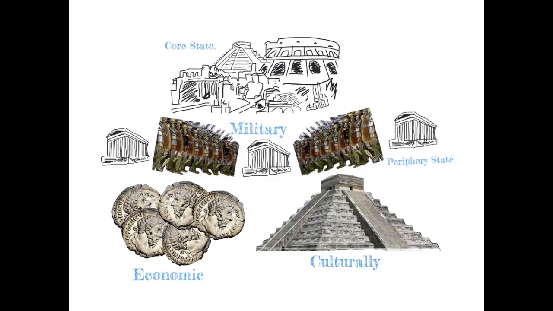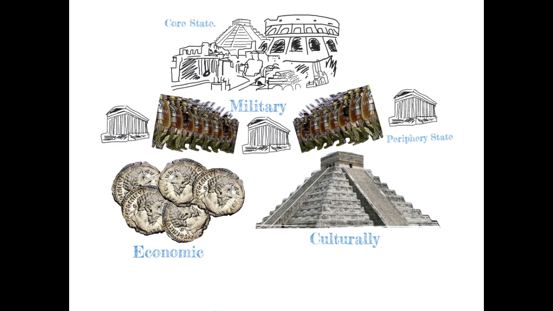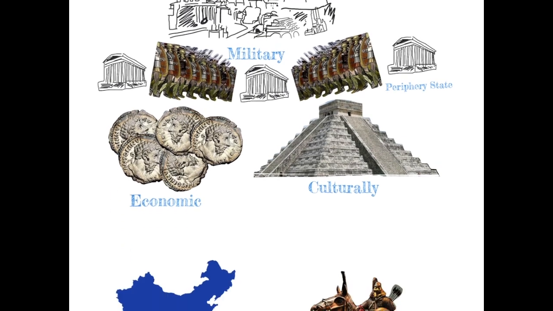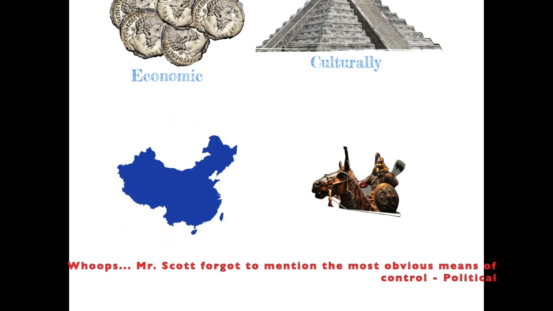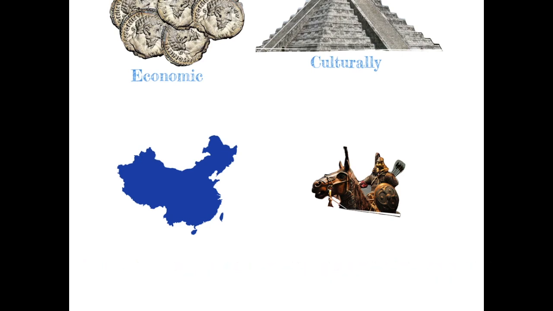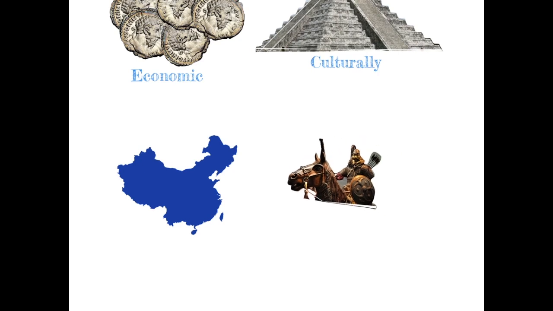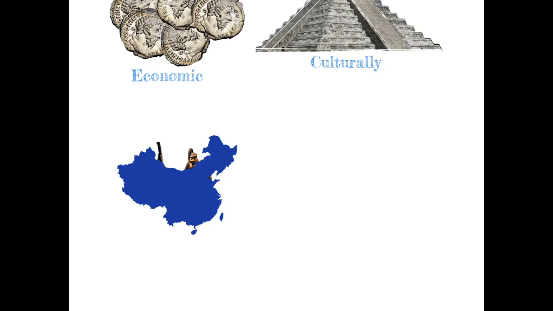And finally, another way in which we see the core state exhibit control and rule over periphery states might be culturally. Now, controlling those states culturally is not a determinant of an empire. In fact, sometimes what happens is that the core state will take on the culture of the periphery state. That was the case with the Mongols, right? When they invaded China, they actually took on the Chinese culture, as opposed to the other way around.